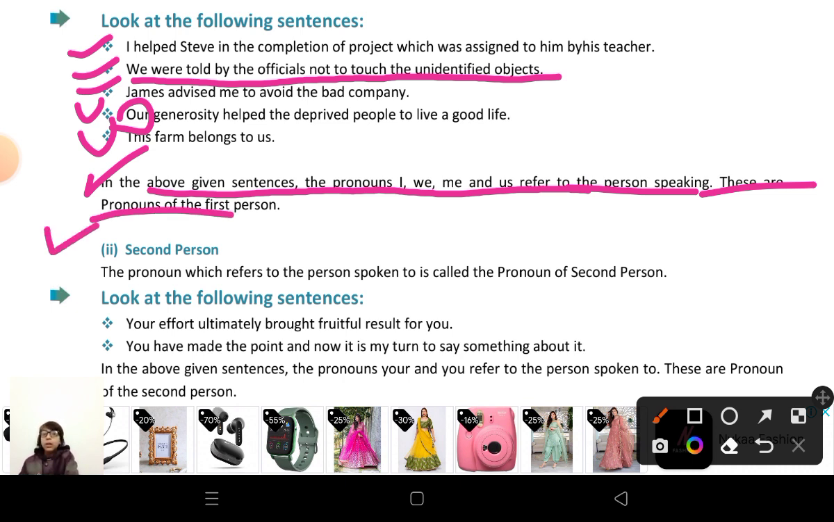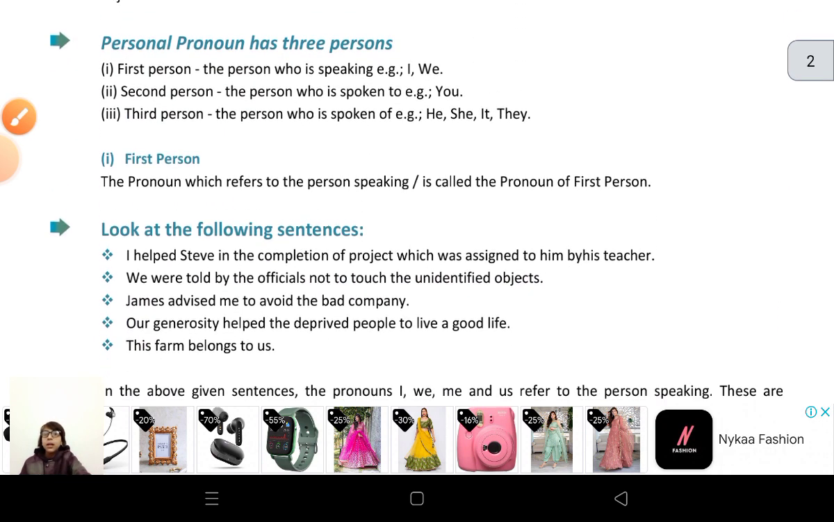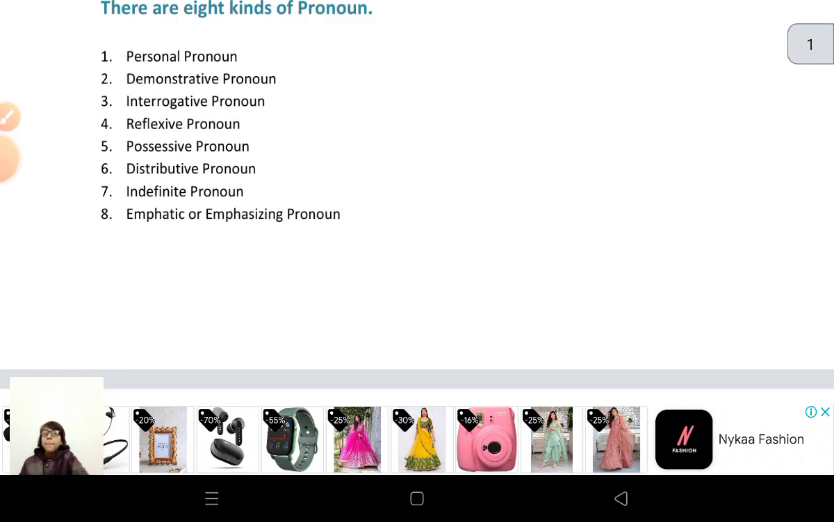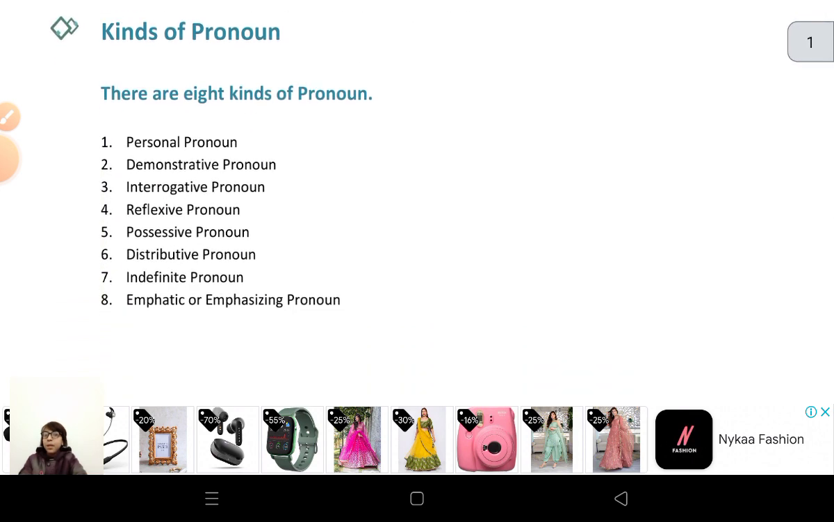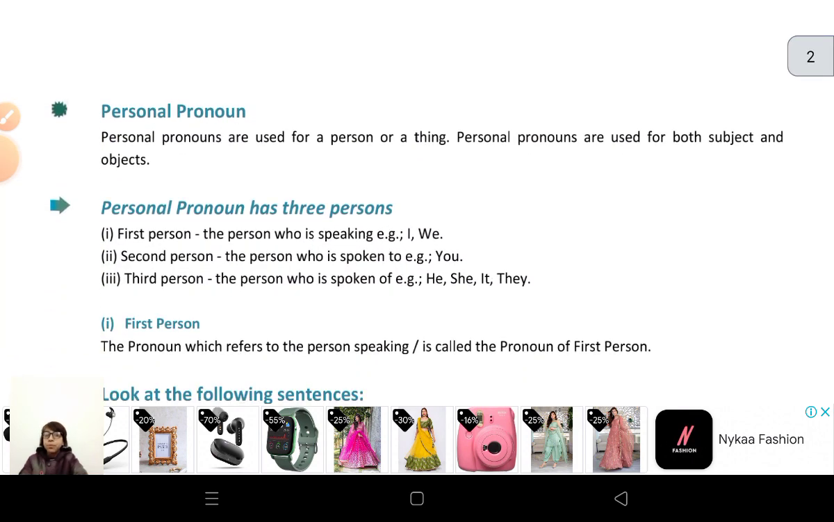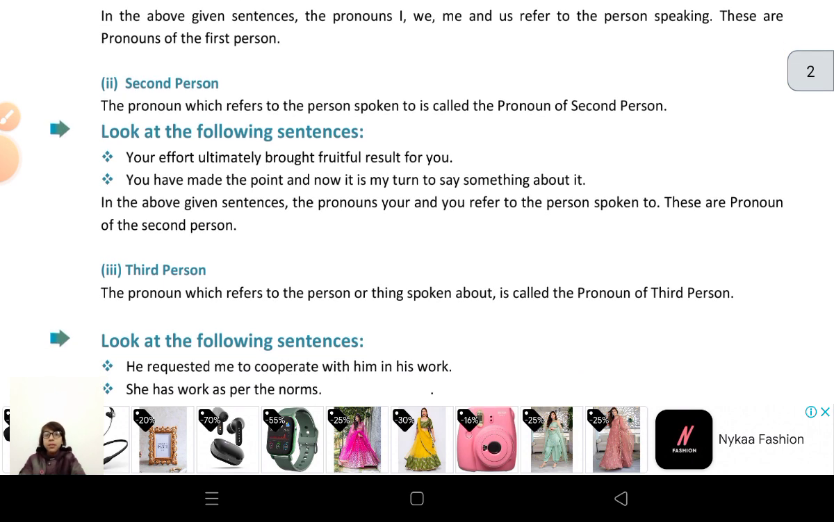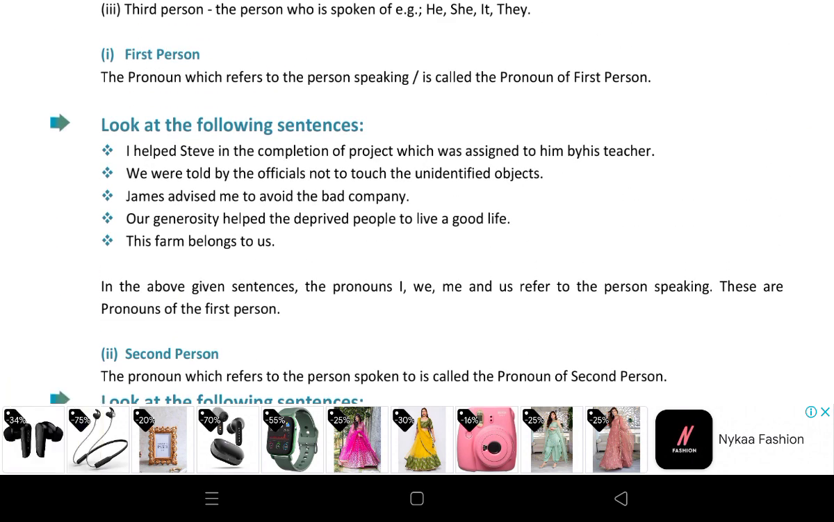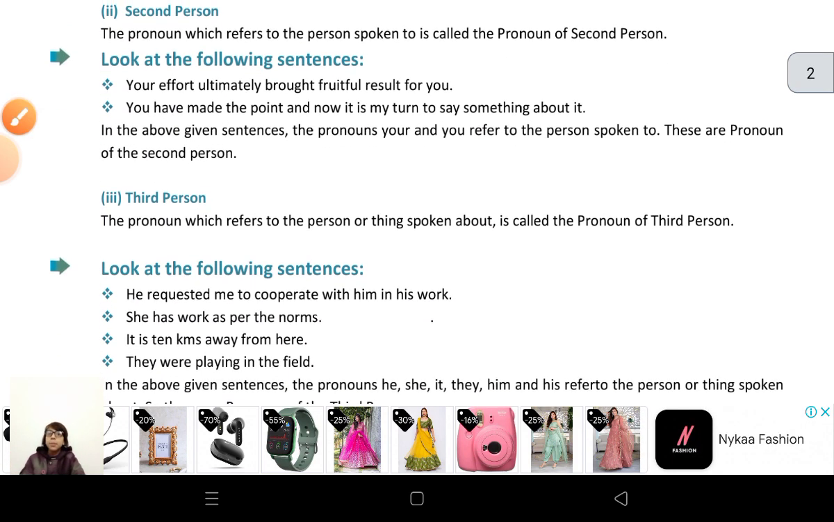अब second person क्या होता है? The pronoun which refers to the person spoken to is called the pronoun of second person. जिससे बोला जाता है वो होता है pronoun of second person. अब यहाँ पे हम देख सकते हैं कि ये जो examples हैं, ये examples pronoun के लिए दिए गए हैं, ये kinds of pronouns हैं। यहाँ पर first person के लिए examples दिए गए हैं। And let's start about the second person.